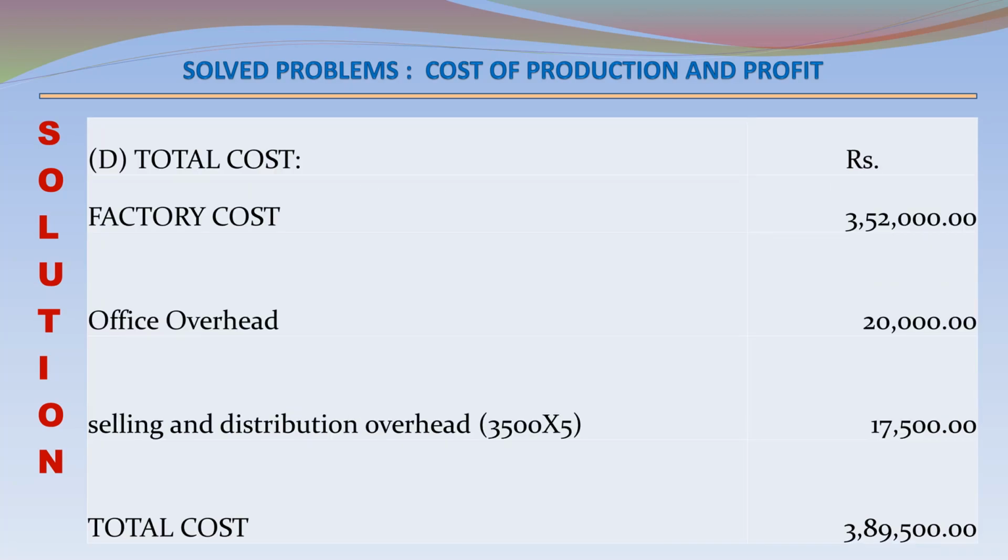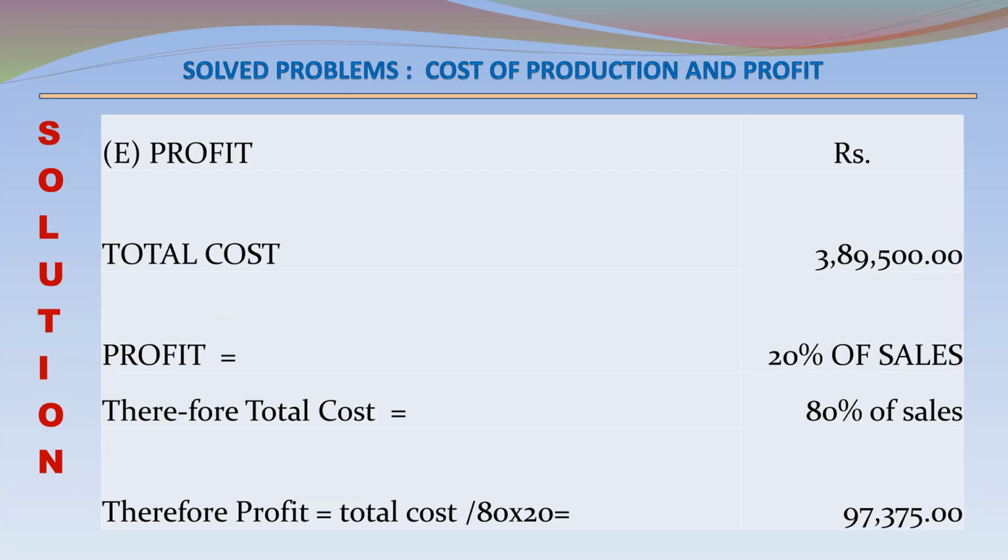Total cost. Factory cost as calculated above 352,000. Office overhead 20,000. Selling and distribution overhead, 3,500 units at the rate of 5 per unit, 17,500. Total cost 389,500.